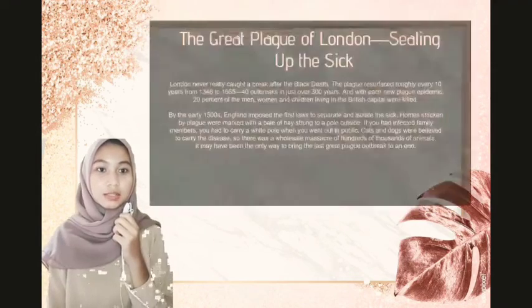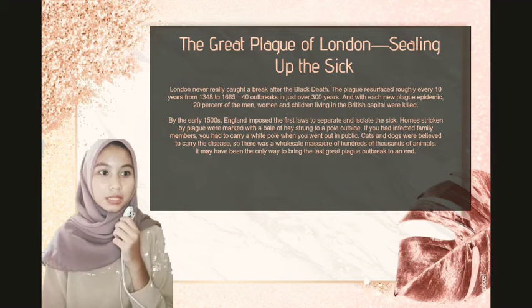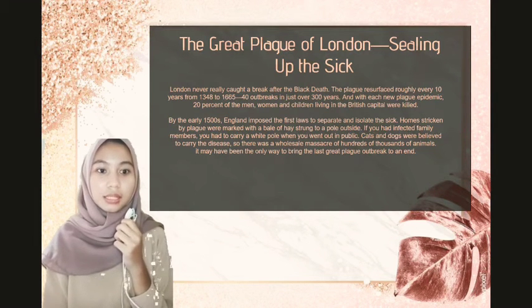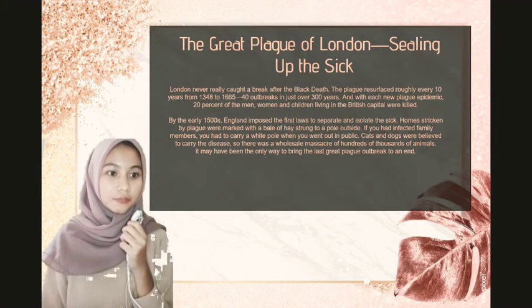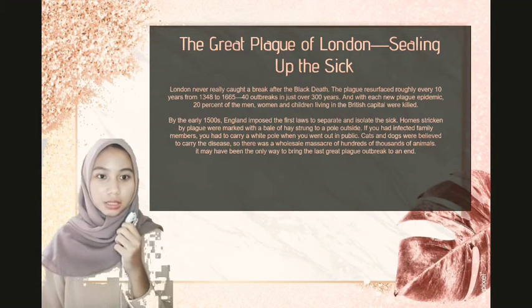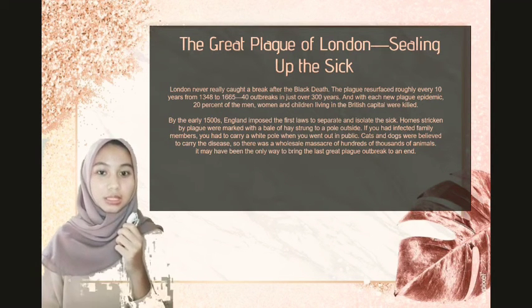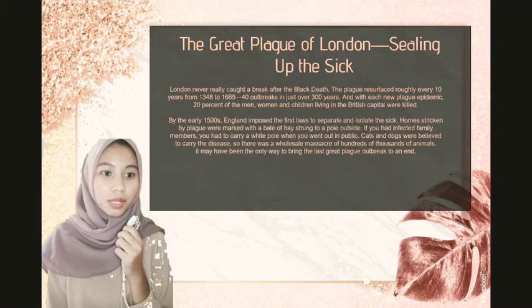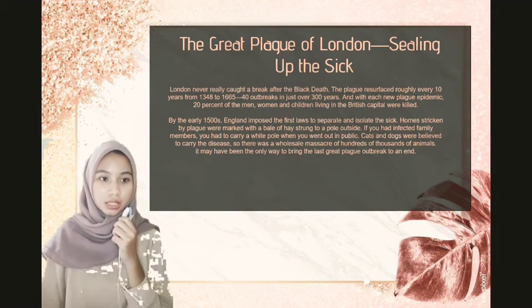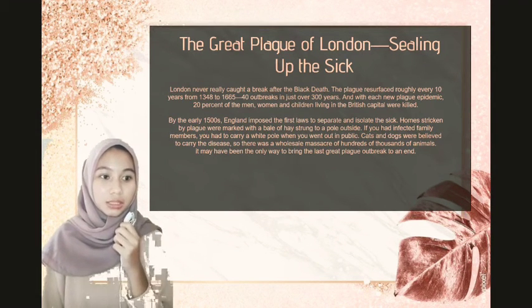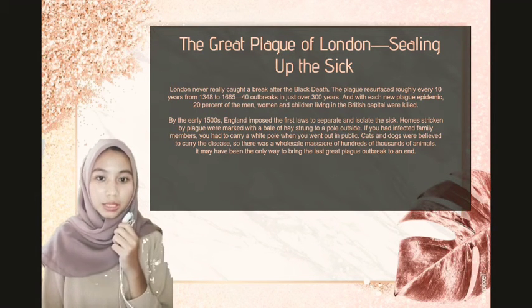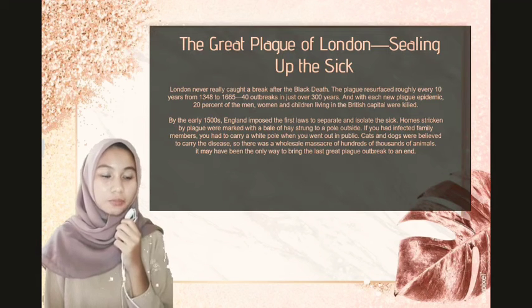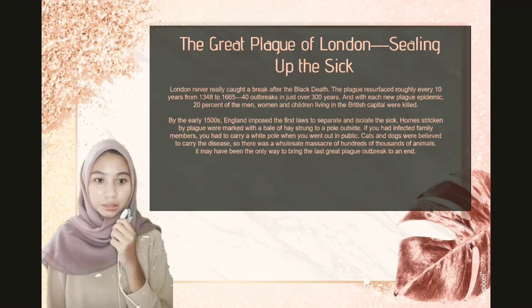Third is the Great Plague of London, sealing up the city. London never really caught a break after the Black Death. The plague resurfaced roughly every 10 years from 1348 to 1665, outbreaks in just over 300 years, and with each new plague epidemic, 20% of the men, women, and children living in the British capital were killed.